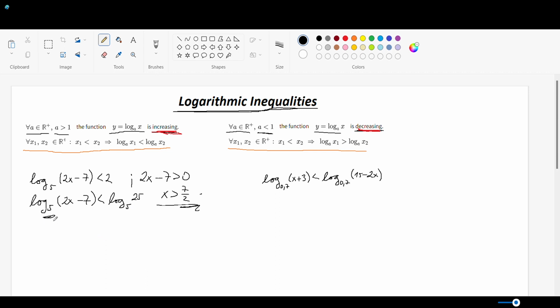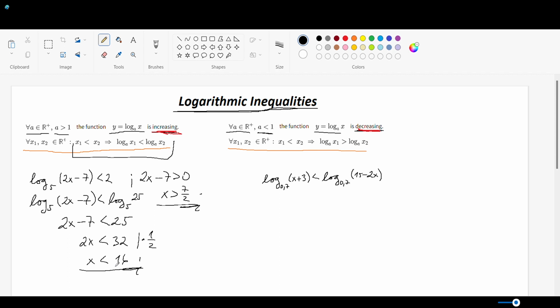Now, as we have the same base and we can say that our functions on the left and on the right side are increasing, we use this rule. So now it must be true that the argument of our function on the left side, which is 2x minus 7, must be less than 25. And now we have a really very simple inequality. The solution of this inequality is 2x is less than 32. Now we multiply both sides by 1 over 2, and it means x is less than 16.